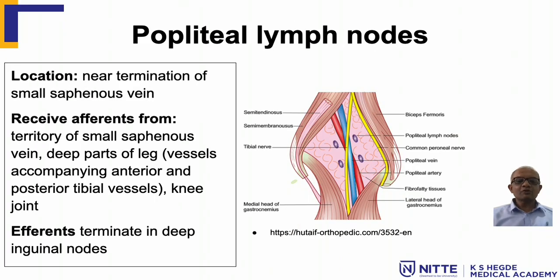The popliteal lymph nodes. They are located in the popliteal fossa, near the termination of the small saphenous vein. These popliteal nodes receive afferents from the territory of the small saphenous vein, that is, the lateral part of the foot and the leg. They also receive afferents from the deep parts of the leg. Vessels which accompany the anterior and posterior tibial vessels basically drain into this. Even the knee joint drains into this particular node. Efferents from the popliteal lymph nodes terminate in the deep inguinal lymph nodes.